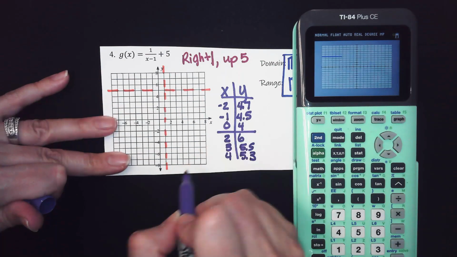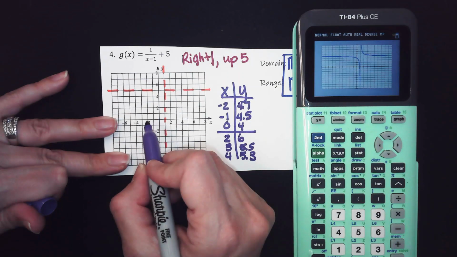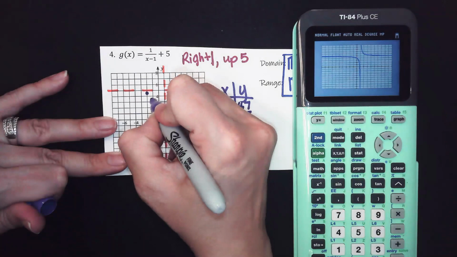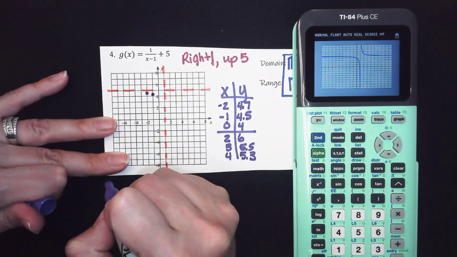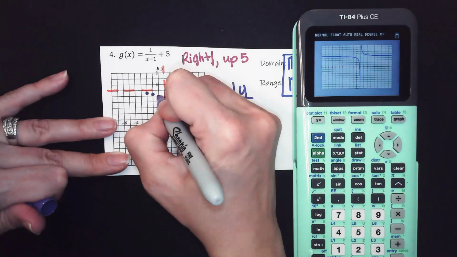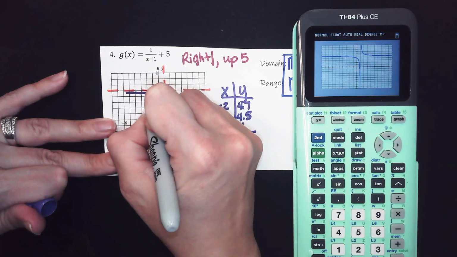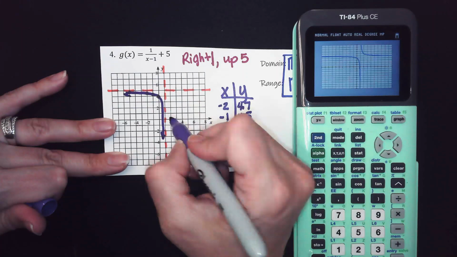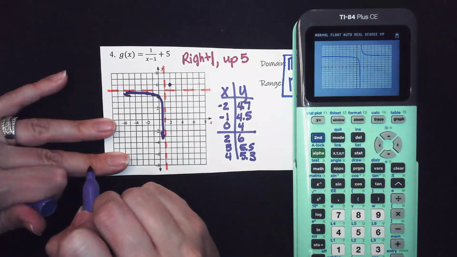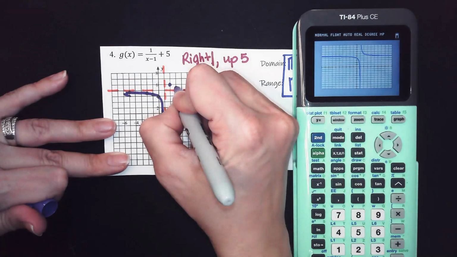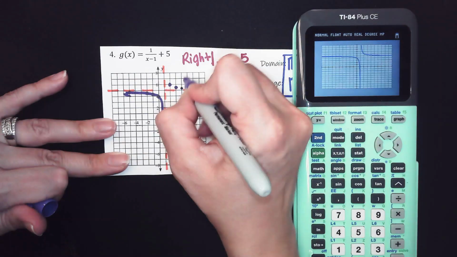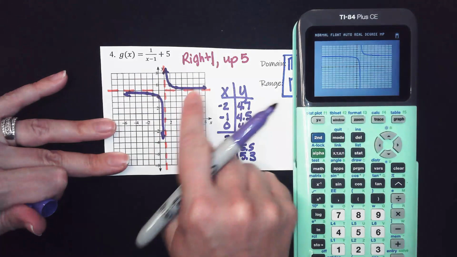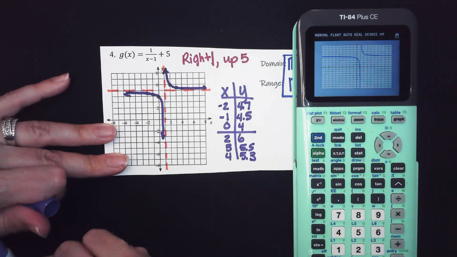While that graphs, I'm going to plot my points. At -2, I'm going up 4.7. At -1, I'm at 4.5. And let's see, at 0, I'm at 4. So this one's really, really tight branch right in there. It gets closer, okay? And then at 2, I'm at 6. At 3, I'm at 5.5. And at 4, I'm at 5.3. Remember, it just does not cross the orange asymptotes that I drew. And that is what that picture looks like.